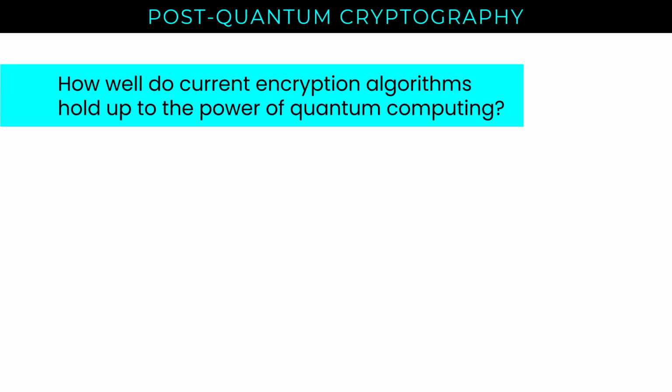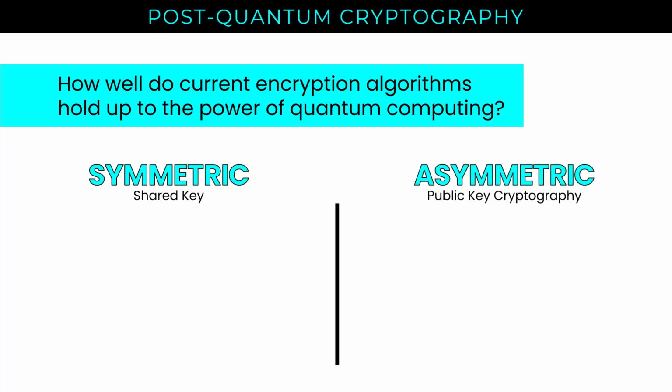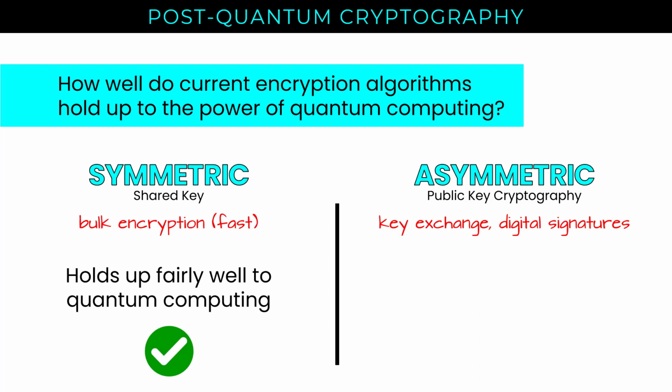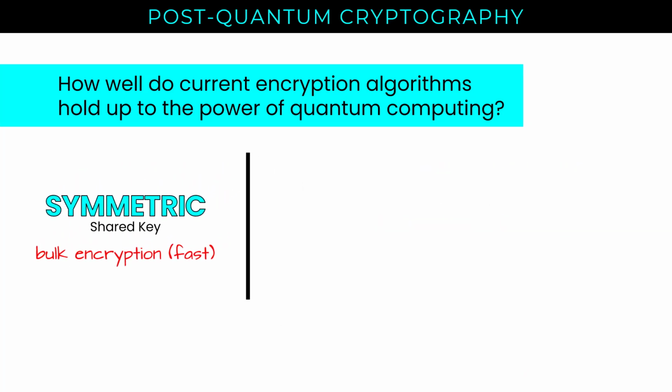So how well do current encryption algorithms hold up to the power of quantum computing? So let's talk about symmetric and asymmetric. So shared key and public key cryptography. So remember, symmetric is for bulk encryption. It's fast encryption. And asymmetric handles our key exchange and our digital signatures. Remember how it works with symmetric. So symmetric holds up fairly well to quantum computing for the most part. Now quantum poses more immediate threats to asymmetric.